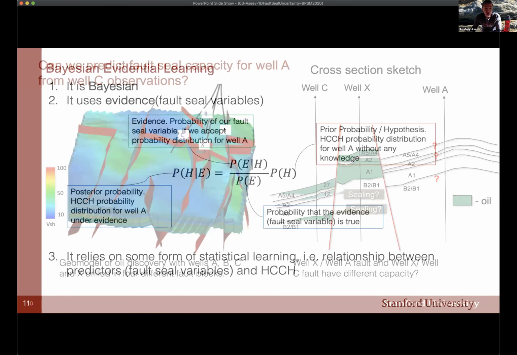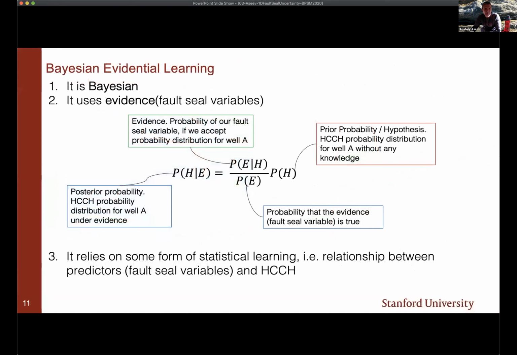For this, we use a collection of methods. It's not one straightforward method, but a collection of methods termed Bayesian evidential learning, or BEL, for uncertainty quantification. The BEL approach is characterized by 3 features. First, it's Bayesian. That means it relies on a notion of prior knowledge. It's evidential, and evidence is provided from both observations and modeling. And it relies on some sort of statistical learning or machine learning.